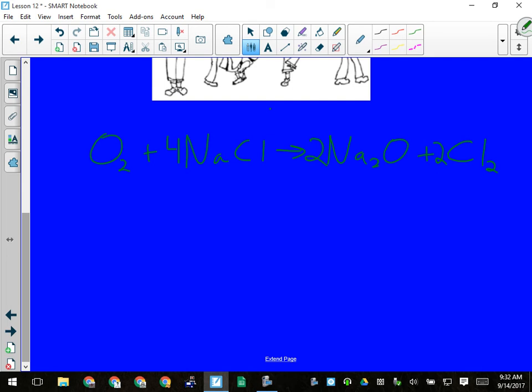Yes, if chlorine is an element, that's how it appears. 100%. Yeah. All right, so that was the answer to the question. Is it always the metal switching places? Not always. Okay. In this case, there was only one metal. It had no one to switch places with, so the non-metals switch places instead.